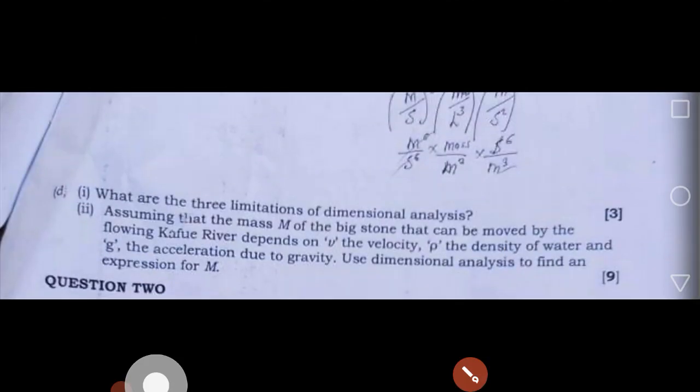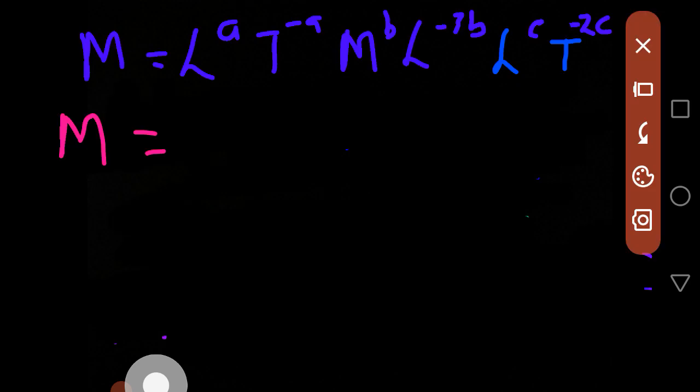Let's look at the question. There's velocity, density, and acceleration. Yeah, that's good enough. So let's roll. From here, I'm going to have my 1L, and then I'm going to add up the powers. So it's going to be A minus 3B plus C.